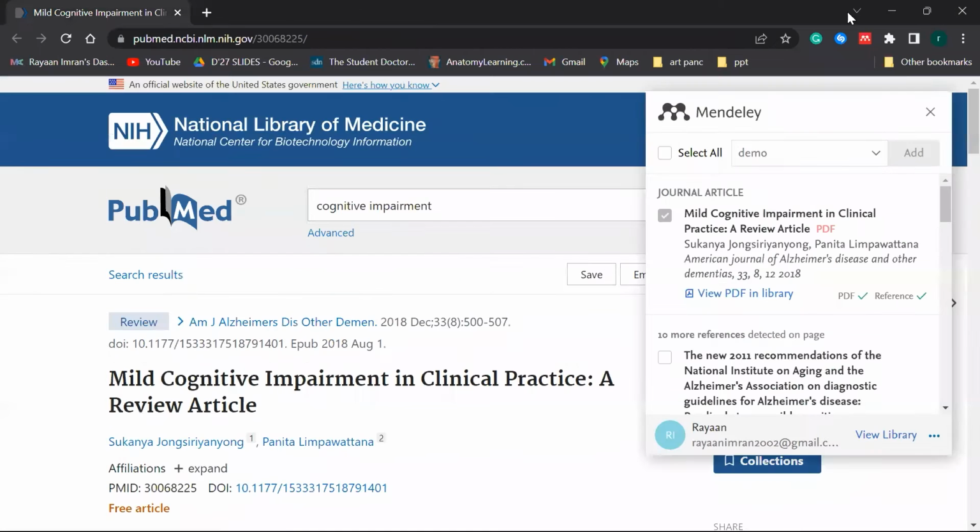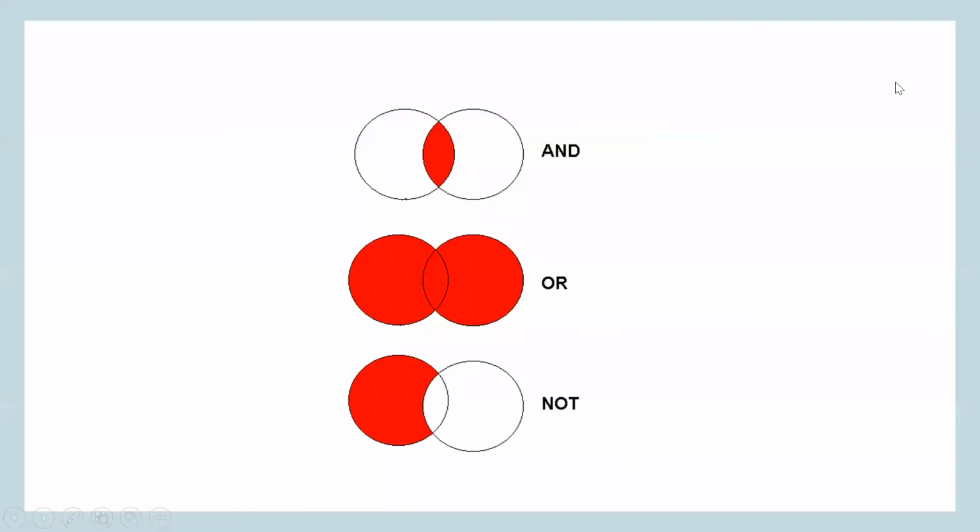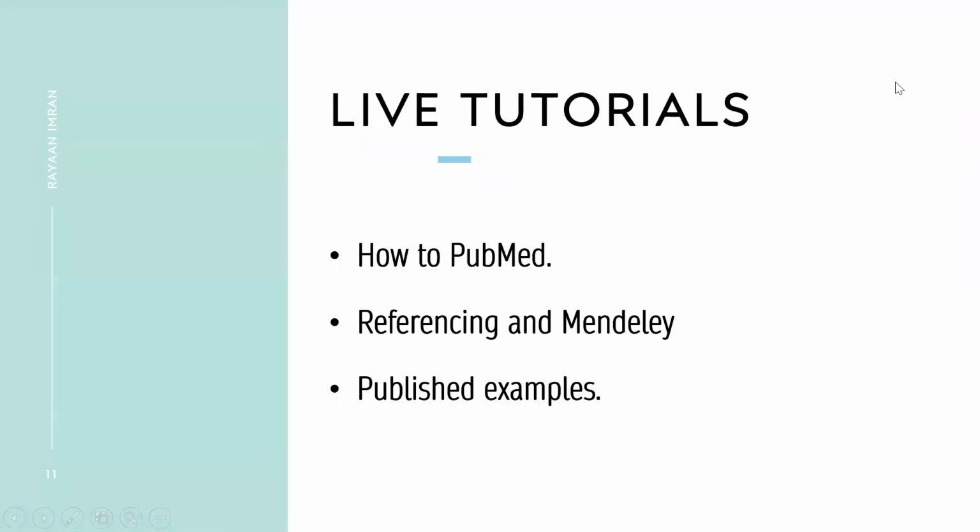Now let's just close this because I think we've spent enough time on this. Now let's talk about referencing and Mendeley. So as you already know, I've already shown you the article by Fatma Fakir, for example, and over there she had the references. So how do you go about doing that?